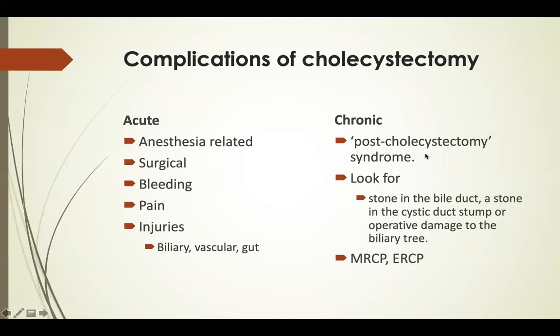And how can you confirm that there is no post-cholecystectomy syndrome? If ultrasound does not show, you go for MRCP. If it shows something like a stone in the CBD, then you can proceed with ERCP. I hope the complications are clear to you.